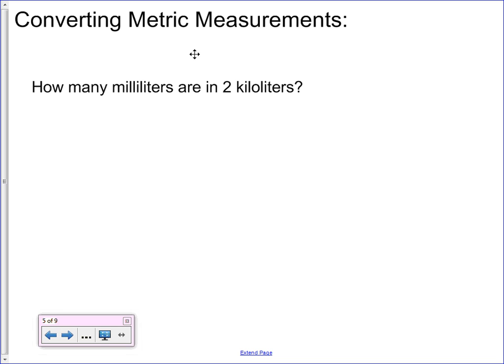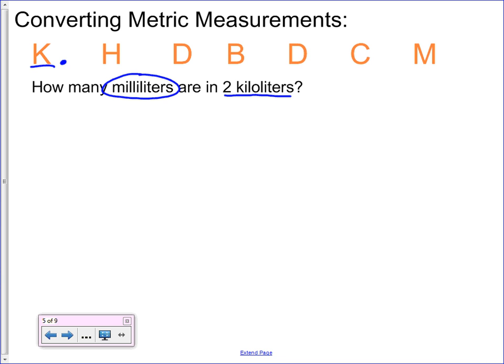Again, I want to write out my King Henry died by drinking chocolate milk. I'm going to underline my 2 kiloliters, so that's where I'm starting out. I'm going to put my decimal after it. How many milliliters? So let's circle where we're going to. Milliliters. Now this is where it's going to be the M because that's my finishing spot. Milliliters. So I have 2 kiloliters, which is going to milliliters.